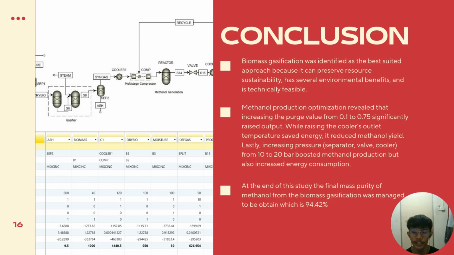Okay, so in conclusion, this study focused on designing a methanol production plant using biomass gasification with the help of Aspen Plus for process simulation and AutoCAD for plant design. Among the other methods, biomass gasification was selected as the most suitable pathway as it can maintain resource sustainability and had many environmental advantages, and due to its technical feasibility. The process utilized date pits as the biomass feedstock due to high methanol yield.